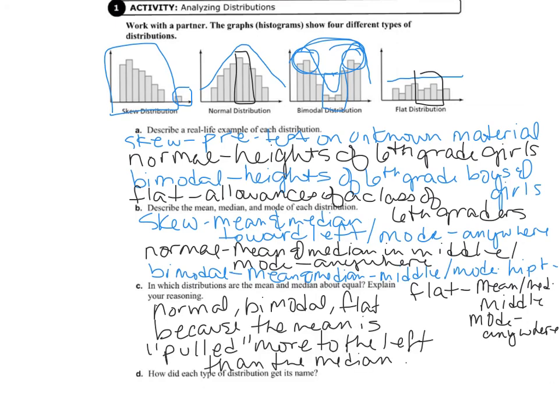Your job tonight will be to do letter D. It says, how did each type of distribution get its name? So most of them are fairly self-explanatory, and I've talked about it here, but if you're stuck on one of them, a good way to go about it would be to look up the meanings of some of these words, like bimodal and skew. You probably know what normal and flat mean, but if you're not sure what skew and bimodal mean, you can look those words up in the dictionary and see if that helps you understand why those distributions are named the way they are.